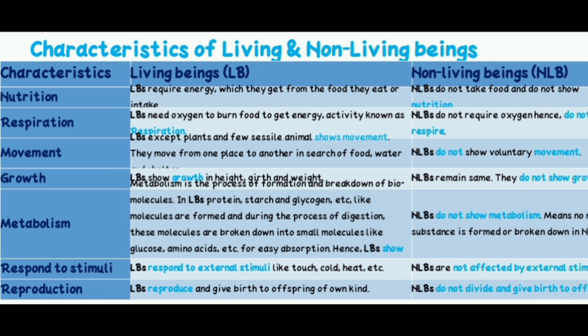And the last difference is in terms of the reproduction. You must have seen the living things, they reproduce and they give birth to offsprings and they produce kids of their own, whereas the non-living things, they do not divide and they do not give birth to any young ones. So these are the major differences between living and non-living things.